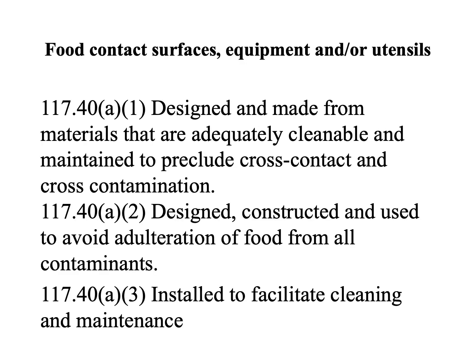Some more references I want to share with you. Food contact surfaces, equipment, and/or utensils. 117.40(a)(1), 117.40(a)(2), 117.40(a)(3) talk about these items. You got to make sure they're designed and made from materials that are adequately cleanable and maintained to preclude cross-contact and cross-contamination. Your equipment and utensils must be designed and constructed and used to avoid adulteration of food from all contaminants, as well as installed to facilitate cleaning and maintenance.